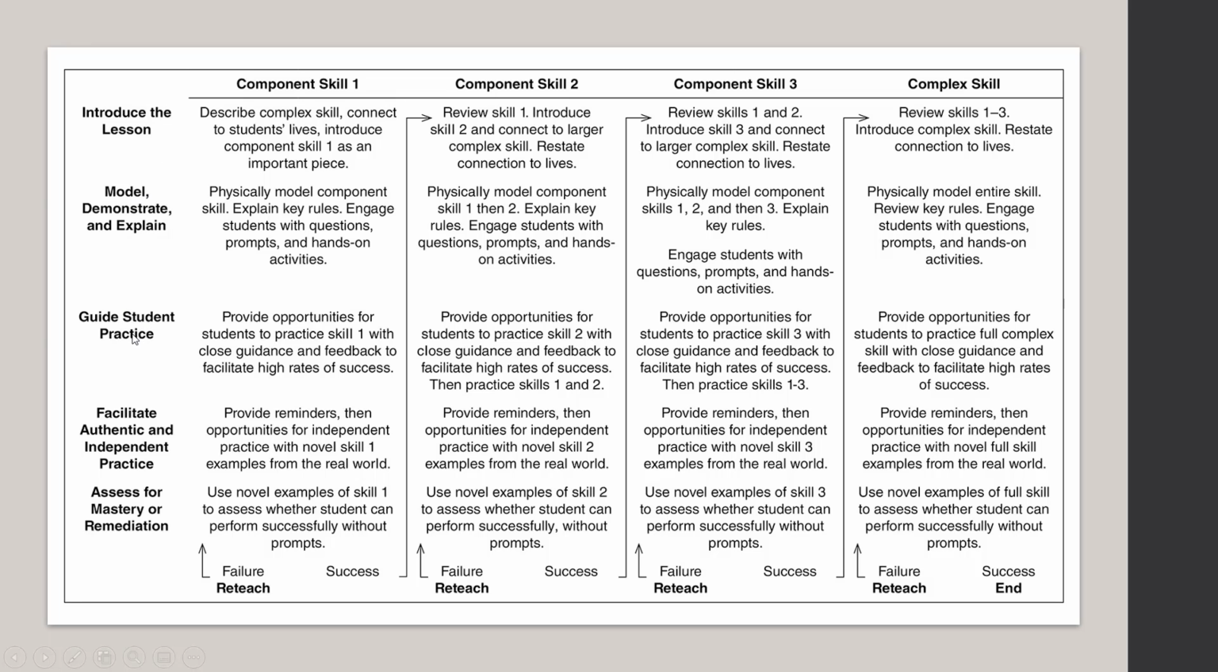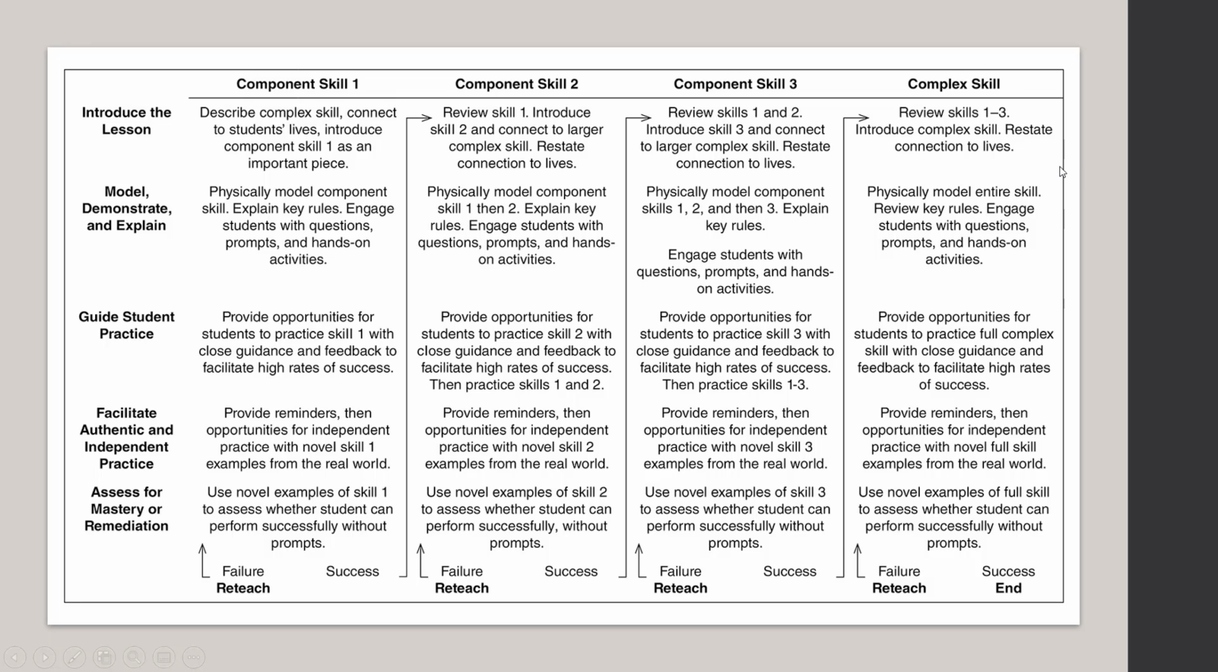You guide student practice, then you facilitate independent practice, and then you assess for mastery or remediation. If you look at this picture, with a really complex skill, what they've done is break the complex skill into 3 different components, and you use direct instruction to teach each component. Once component 1 is taught and mastered, you move on to component 2, then component 3, and then your last target, which would be your actual complex skill.